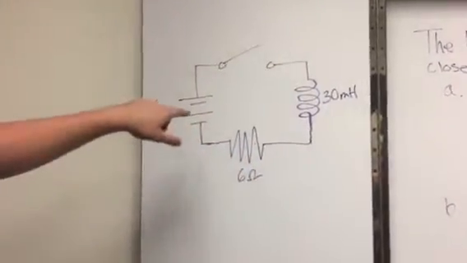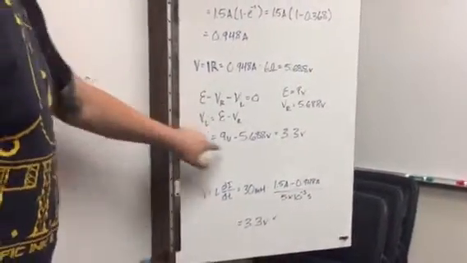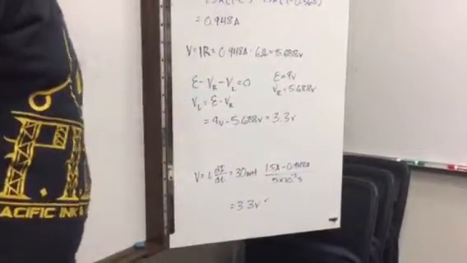Then through making a Kirchhoff's loop, we can start at the battery, go all the way around the resistor and back to the battery, and it all equals 0. We know it's going to be 9 volts minus 5.688 volts, which is going to be 3.3 volts.